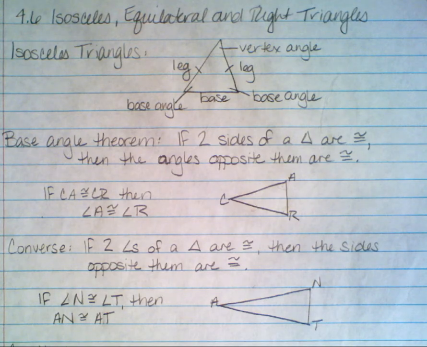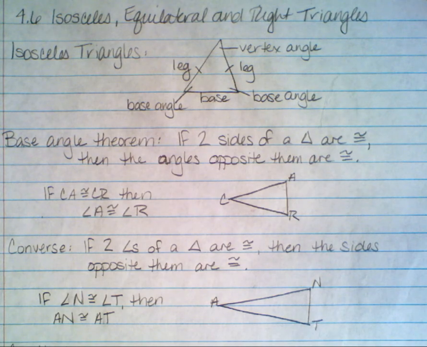So the base angle theorem says that if two sides of a triangle are congruent, then the angles opposite of them are congruent. So basically what that's telling us is in an isosceles triangle, we have two sides that are congruent to each other, the two legs. And so the angles that are opposite of those two legs are also congruent to each other. So in this example that I have here, if CA is congruent to CR, then angle A is congruent to angle R, so that the angles opposite of the sides are congruent to each other. And so that's the base angles in both of those examples.